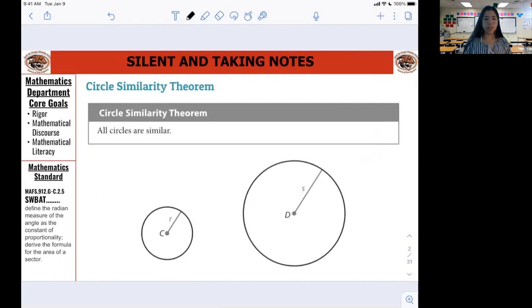Starting with the circle similarity theorem. All circles are similar. Why do you guys think that? Yes, that is true. Why do we think that's true? Because they are all round. They all have radii, they all have diameter, they all have circumference, and they all roll.